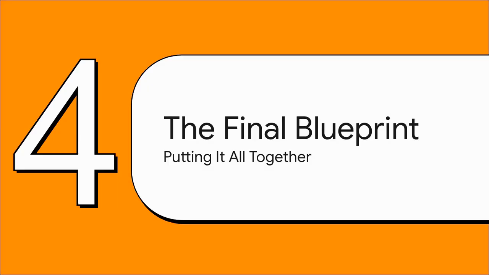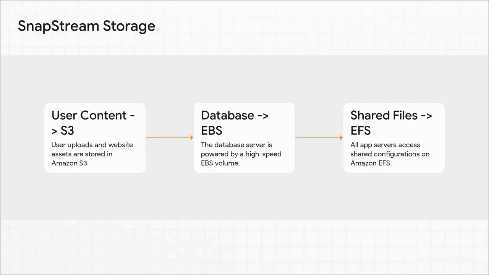All right, we've tackled 3 different problems and made 3 key decisions. Now let's put it all together and take a look at our final architecture. And there it is, the SnapStream storage blueprint. Look at that! It's actually a beautiful thing when you see it laid out. We've got all the user uploads and website assets going into S3. Our super important database server is humming along on a high-speed EBS volume, and all of our web servers are pulling their shared files from an EFS drive. Each service is doing exactly the job it was built for.